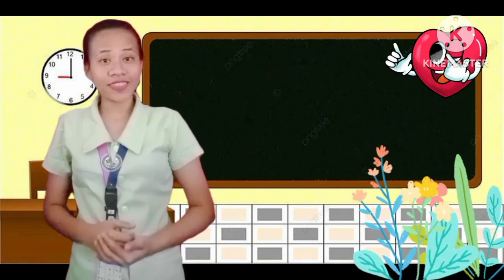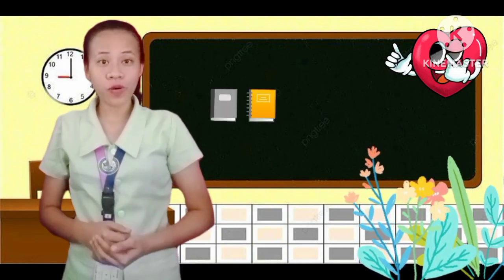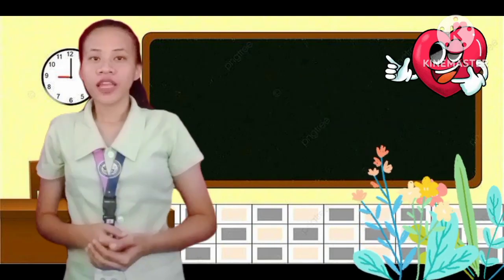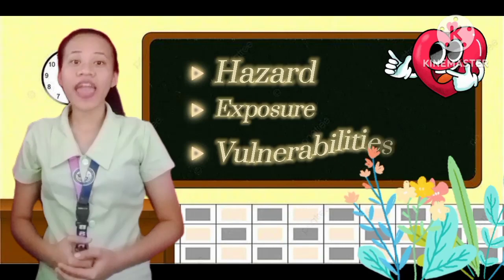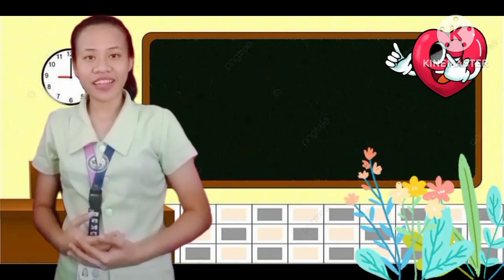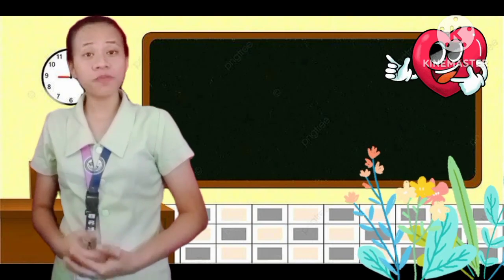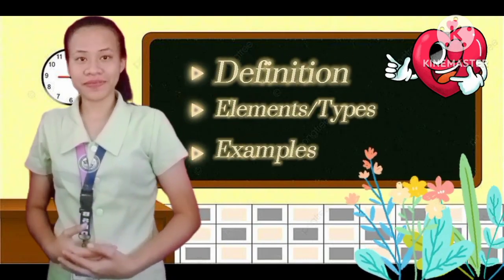To formally start this discussion, students are requested to get your notebook, paper, and pen. Our topic for today is about hazard, exposure, and vulnerabilities. We will understand and differentiate the relationship of its definition, elements or types, and examples. The following slides of this video are the significant objectives.